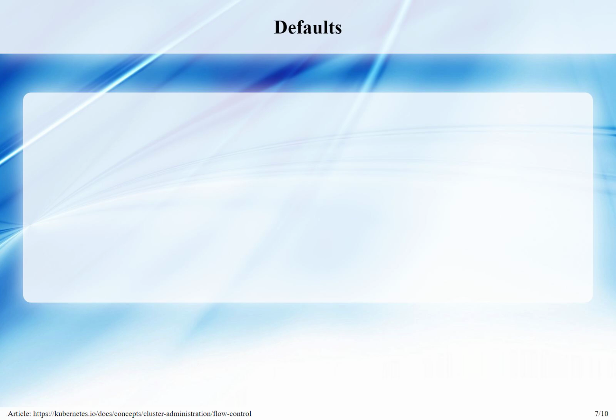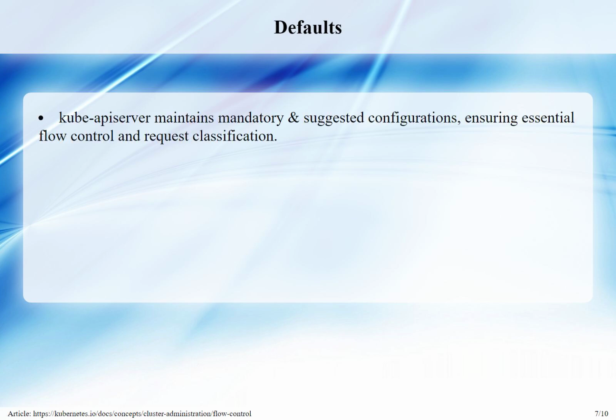Defaults. The Kube API server maintains two main types of configuration objects: mandatory and suggested. Mandatory configurations enforce essential flow control that is inherent to the server's operation. Four key mandatory configuration objects include an exempt priority level for unrestricted requests, and a catch-all level ensuring all requests receive classification.